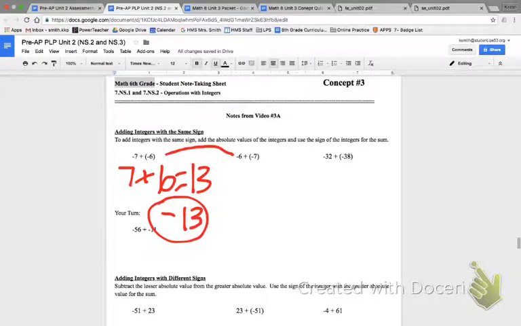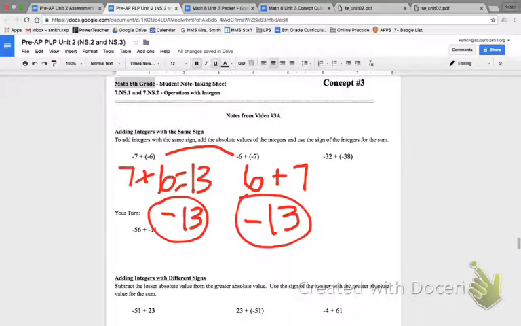This next problem is exactly the same, but the order has changed. Hopefully you remember learning in 5th grade that you can change the order of the addition problem and not change the answer. We call that the commutative property of addition. I want you to know that it's the same thing for negative numbers as well. So the absolute value of negative 6 is 6, and I'm going to add that to the absolute value of negative 7, which is 7. 6 plus 7 is 13, and I use the sign that goes with both of the integers. Again, my answer is negative 13.